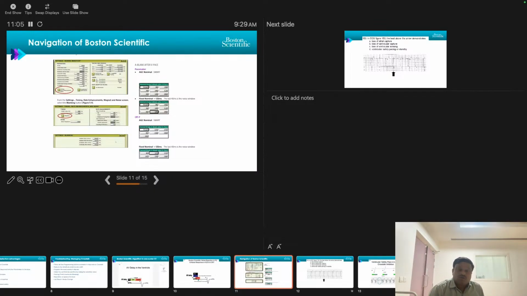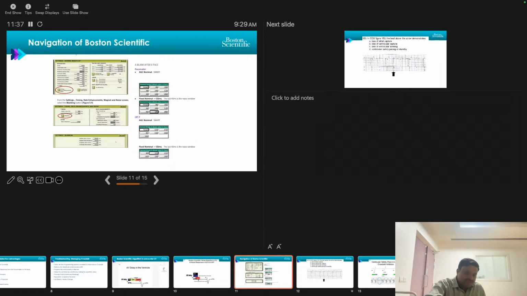So how to navigate in the programmer? For example, if you go to the settings, and from there to the timing, I'm really sorry, I think the size may be a little small. So this is the programmer screen. Once you go to the parameters, in the settings of the normal Brady and CRT programming, on the below left side, the timing rate enhancements window will appear. If you click on that button, it takes you to the blanking.